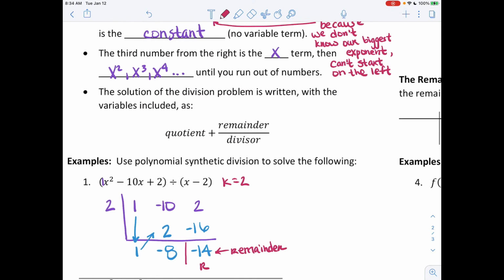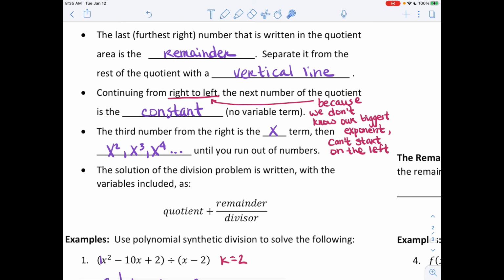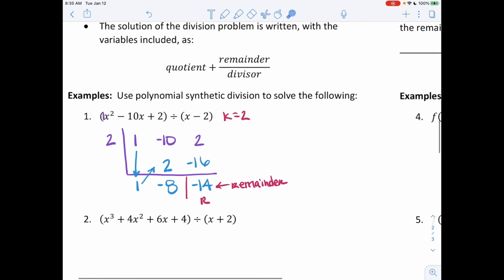Looking back up here at our things to remember, after we identify the remainder and break it off from the rest of the quotient with a vertical line, we're going to continue from right to left. And the next thing we'll identify is our constant, followed by x, x squared, x to the third, x to the fourth, however many we need. Well, in this case, if this is our constant here, I'll abbreviate it with a C, and then this is our x term, but now we've run out of numbers, so we don't have an x squared, x to the third, x to the fourth, any of that.